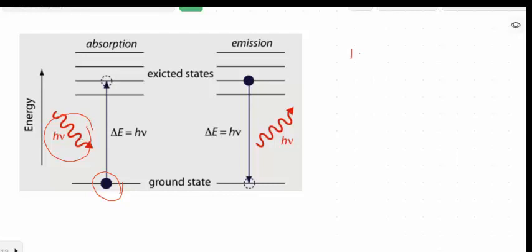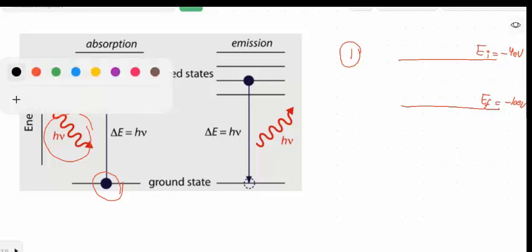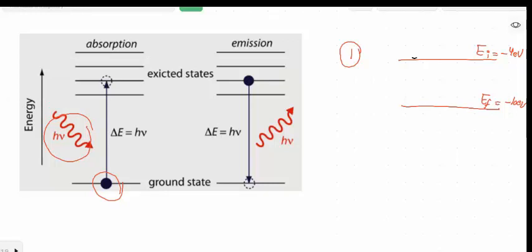So the first idea we need to understand. Imagine I have here two energy states. This is E initial equal to minus 4 electron volt, and E final equal to minus 10 electron volt. This is not hydrogen, maybe another atom. And I have an electron here.